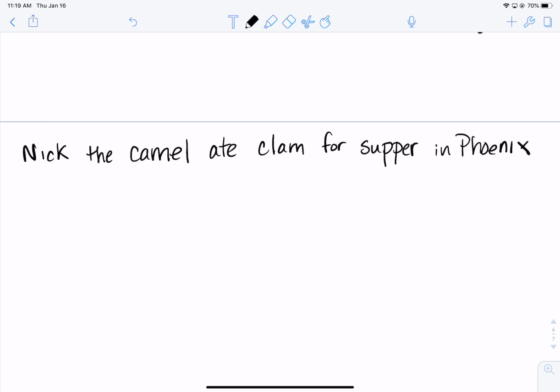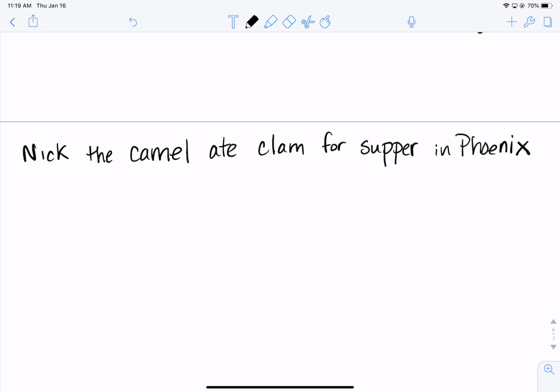Yes, I know it doesn't really make sense that there are camels in Phoenix. And why would you only eat one clam? I mean, you usually eat clams, but camels are vegetarian. So this doesn't make sense. Besides, who names their camel Nick? You forgot the dot on the i. Oh, okay.